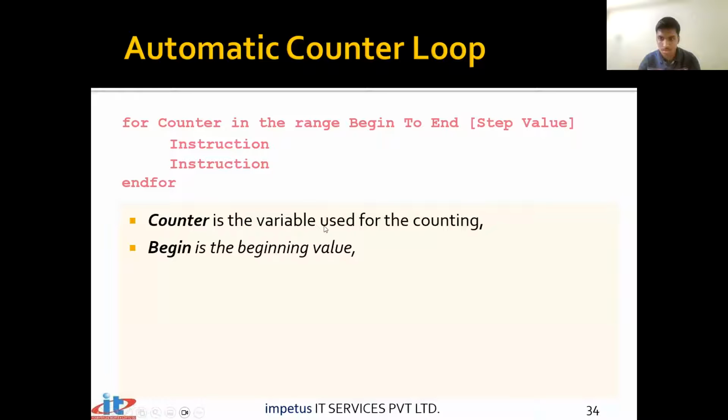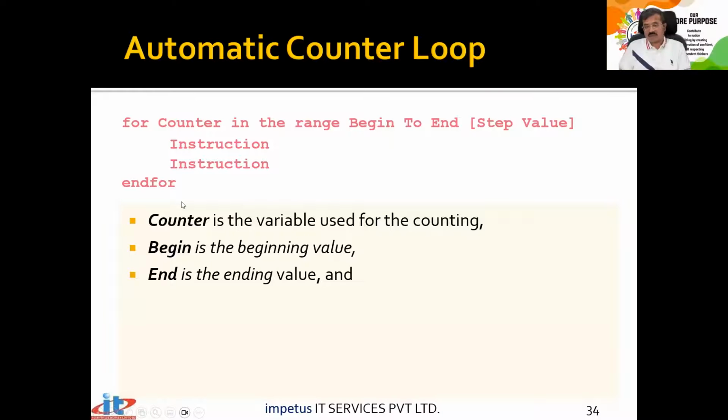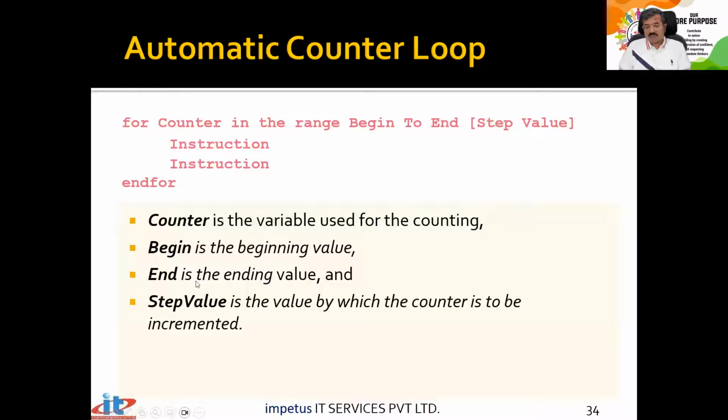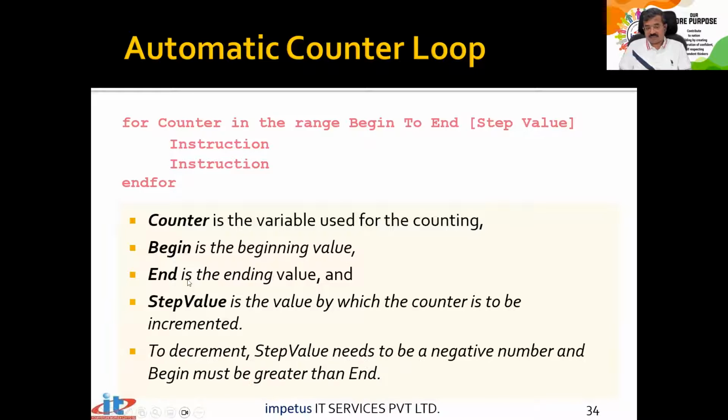So counter is a variable that is used for counting. Begin is the beginning value of this counter. End is the last value of this counter. When the counter value becomes more than end, it will come out of the loop. And step value is the factor by which it should be incremented or decremented after every iteration. To decrement, the step value needs to be a negative number. So if I say -1, the value of counter will be decremented.